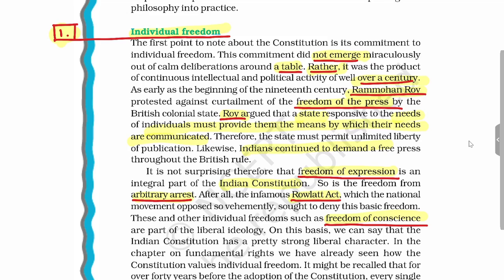Apart from that, there are religious freedom and particularly the freedom of conscience. Freedom of conscience means it's an internal freedom. Internal freedom, it is available to the Indian citizen to have his own notion of God and determine his own relation of the God. So these are the individual freedoms in the Constitution of India.